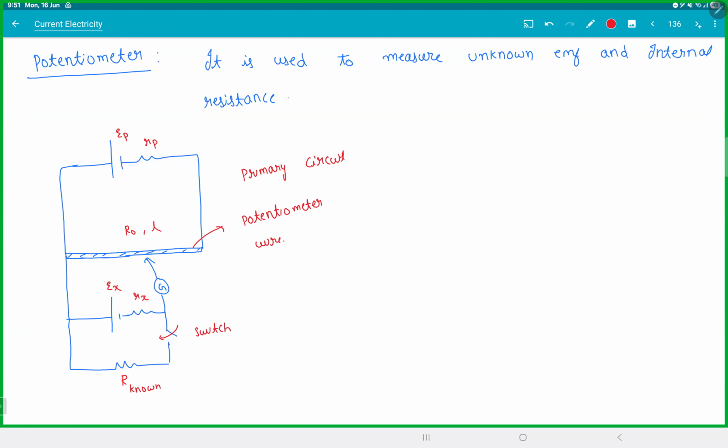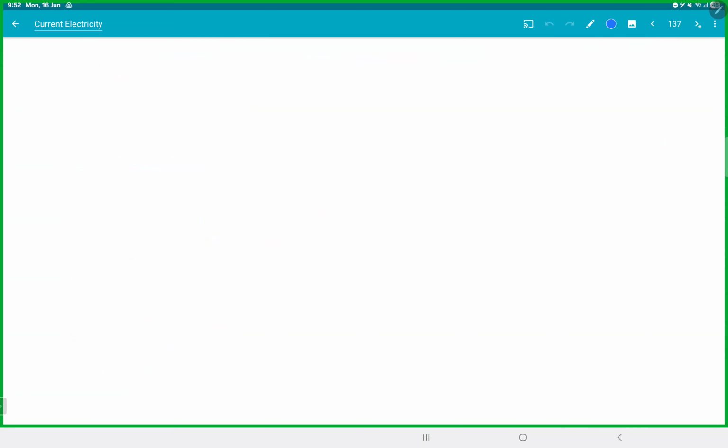The moment someone says potentiometer, you should know the circuit. So R0 is the resistance and L is the length. If you look at this, I know everything except EX and RX. EX and RX are unknown. Everything else is known. So the first thing in potentiometer, you should know the circuit. Second thing, there's only one concept here. If you know that one concept, potentiometer is done actually. Let's see what that is.